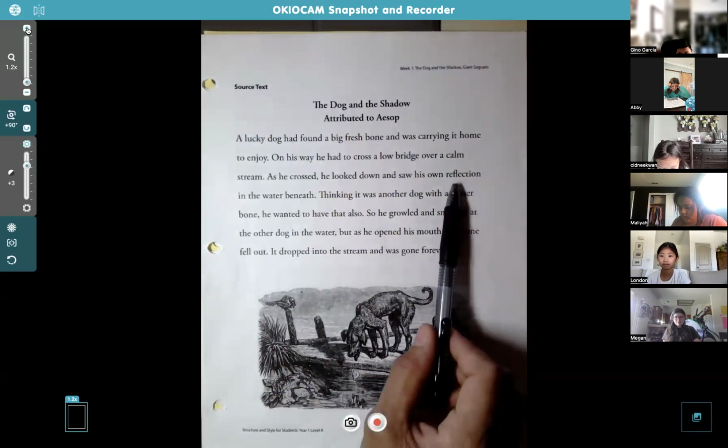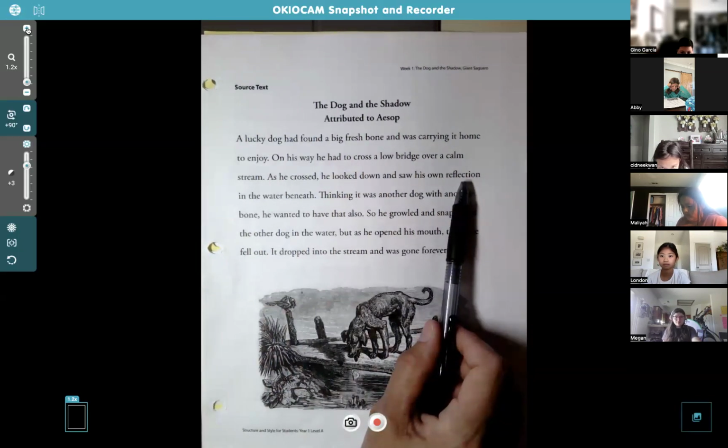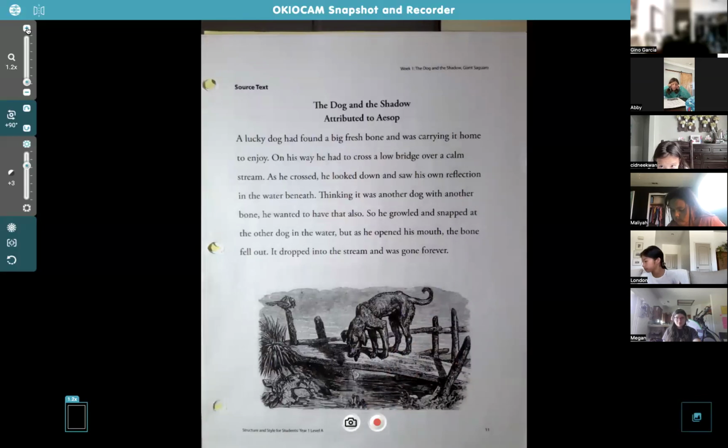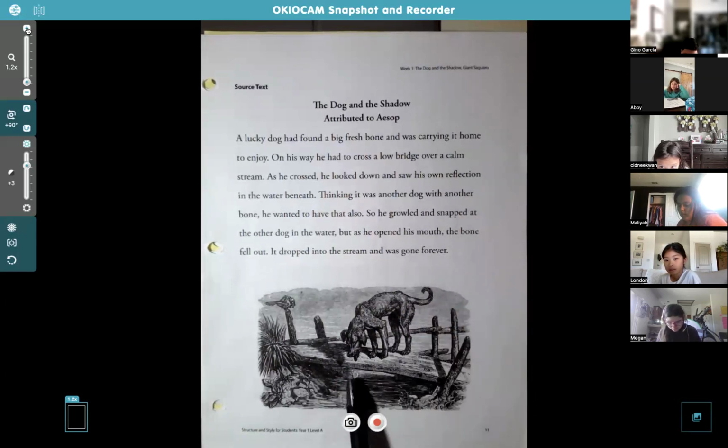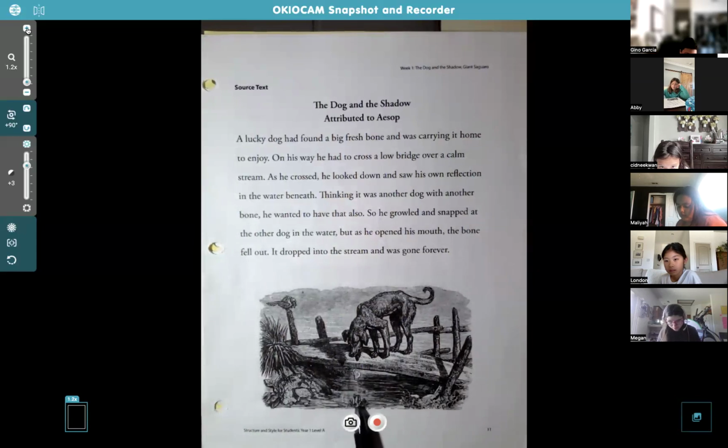When I hear that word reflection, it makes me think of a mirror. When you look in the bathroom mirror, you see yourself, right? If you're fixing your hair or brushing your teeth, you can see yourself in the mirror. That's what a reflection is. So he's looking down in the water. And if you look carefully at this picture at the very bottom, you can see his little face and his tongue hanging out. It's upside down. You guys see that there? That's what he sees. He sees himself.